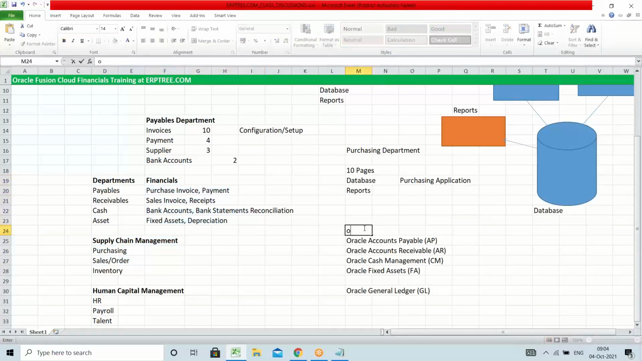So here I will write the name. These are Oracle financials applications. I'm not limiting myself to only these applications. Along with this, I'll take you through tax, expense, etc.